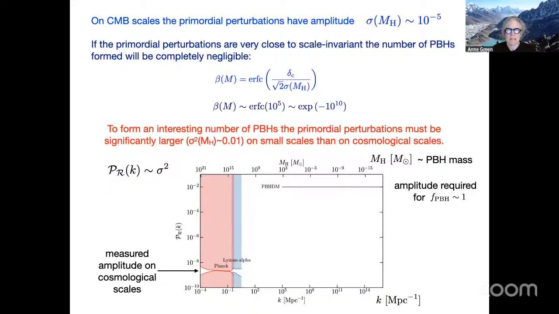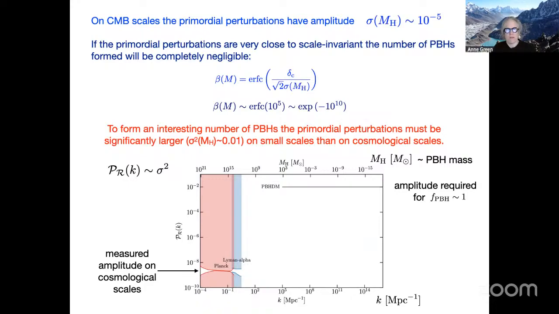On CMB scales, cosmic microwave background, we've measured the amplitude of the primordial perturbations very accurately, and that amplitude is of order 10 to the minus 5. And so we can already see that if the primordial perturbations are very close to scale invariant, i.e. have roughly the same amplitude on all scales, then the number of primordial black holes that will form will be completely negligible. So we can take our expression in terms of the complementary error function, put in a threshold a bit less than unity and sigma of order 10 to the minus 5, and what you get is completely tiny.